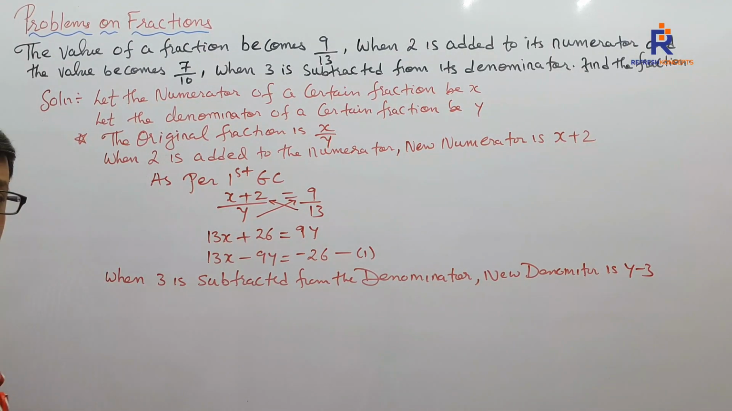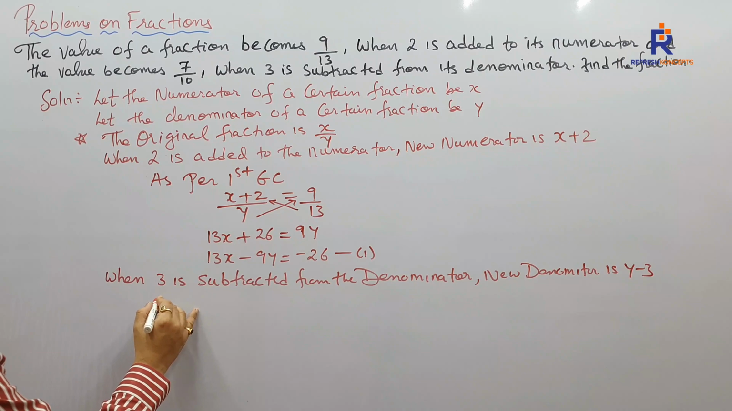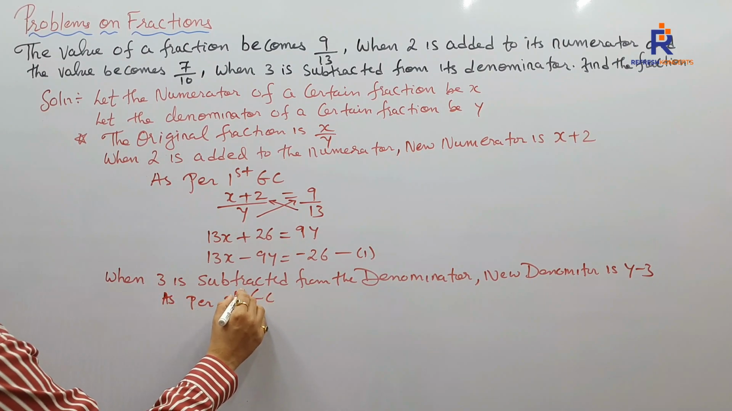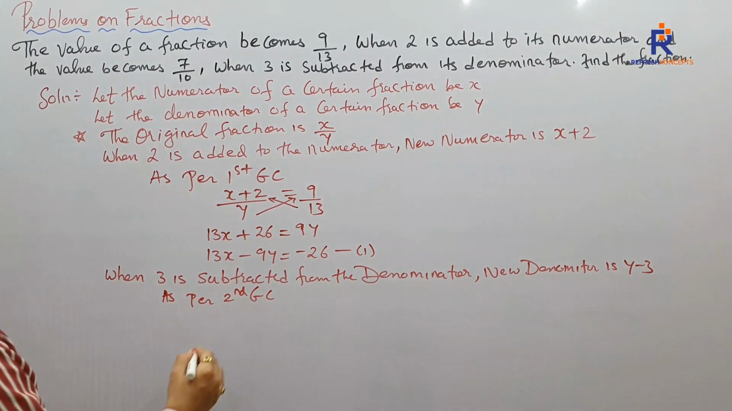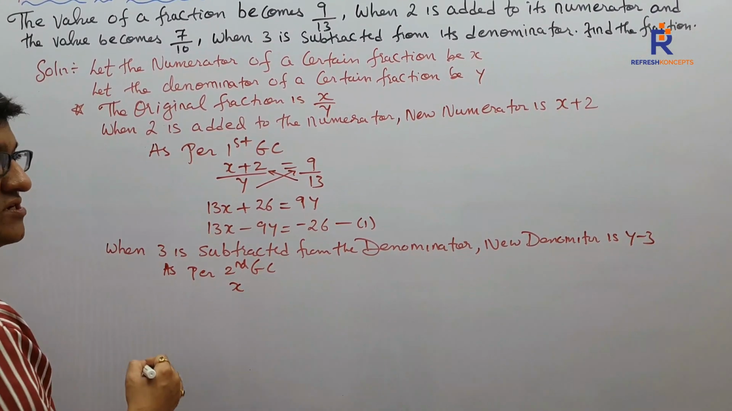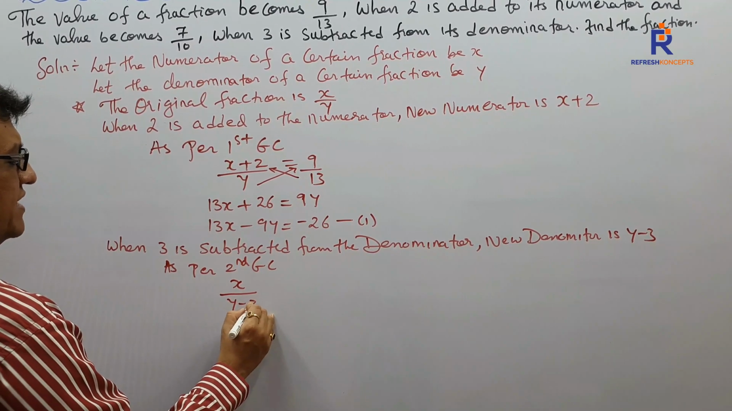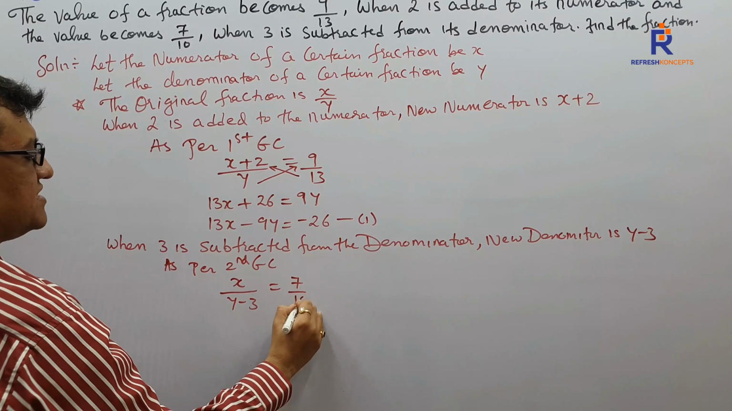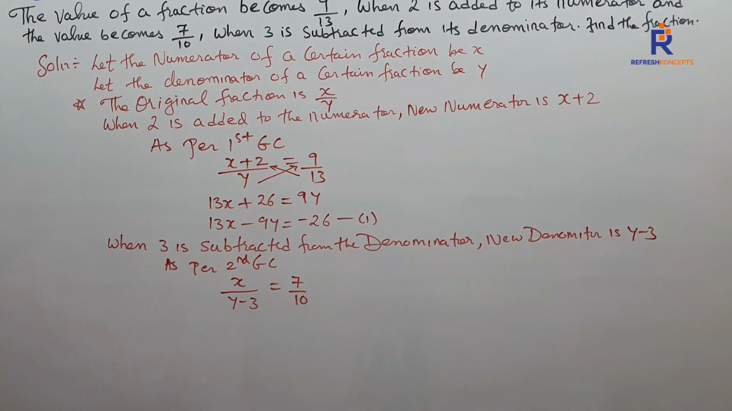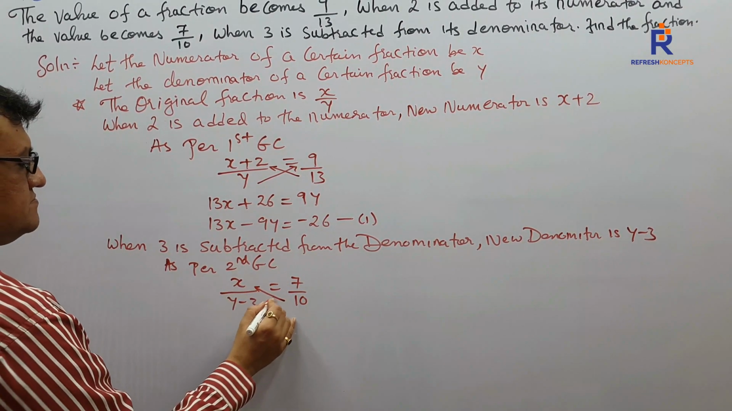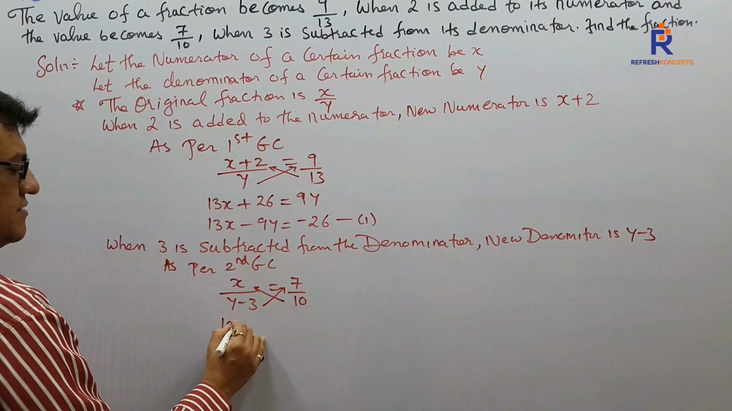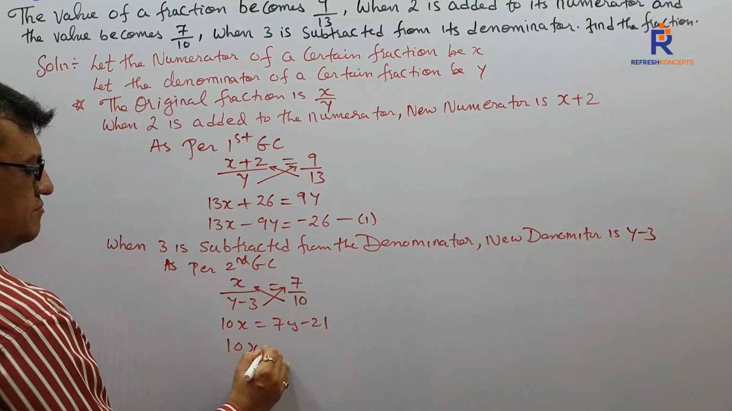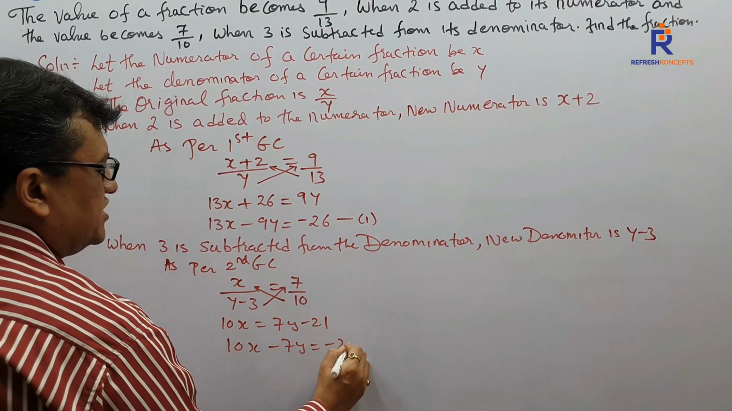Am I changing the numerator this time? No. As per second GC, numerator, which is not getting changed. Denominator, certainly y minus 3. And the answer over here, this time the fraction is 7 by 10. Cross multiplying. 10x is 7y minus 21. 10x minus 7y is minus 21.